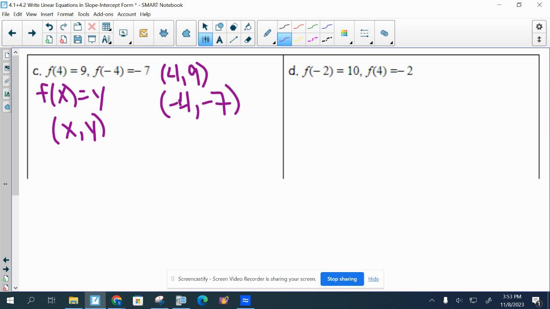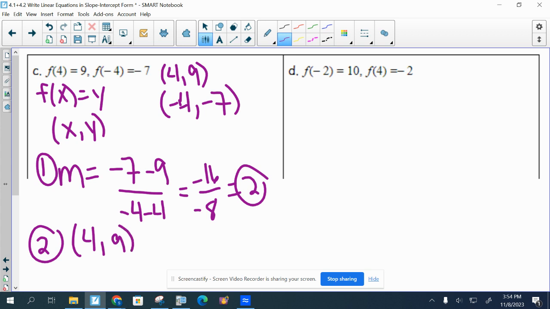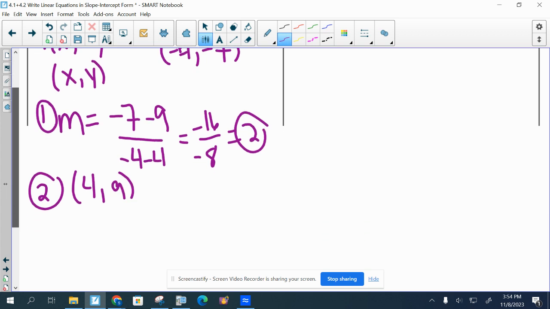So once you get it into the coordinates, this is the exact same process as the other two examples. So step 1 is to find the slope. So here you would do negative 7 minus 9 over negative 4 minus 4. That would be negative 16 over negative 8, which is positive 2. Then I'm going to pick one of my points. I'm going to pick the positive one, 4 comma 9, and plug it into y equals mx plus b.